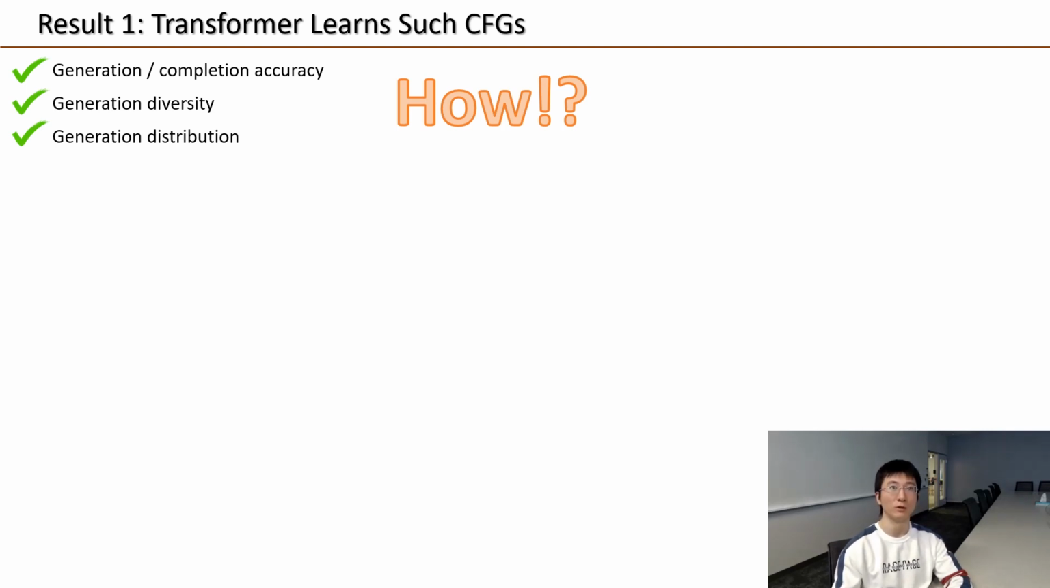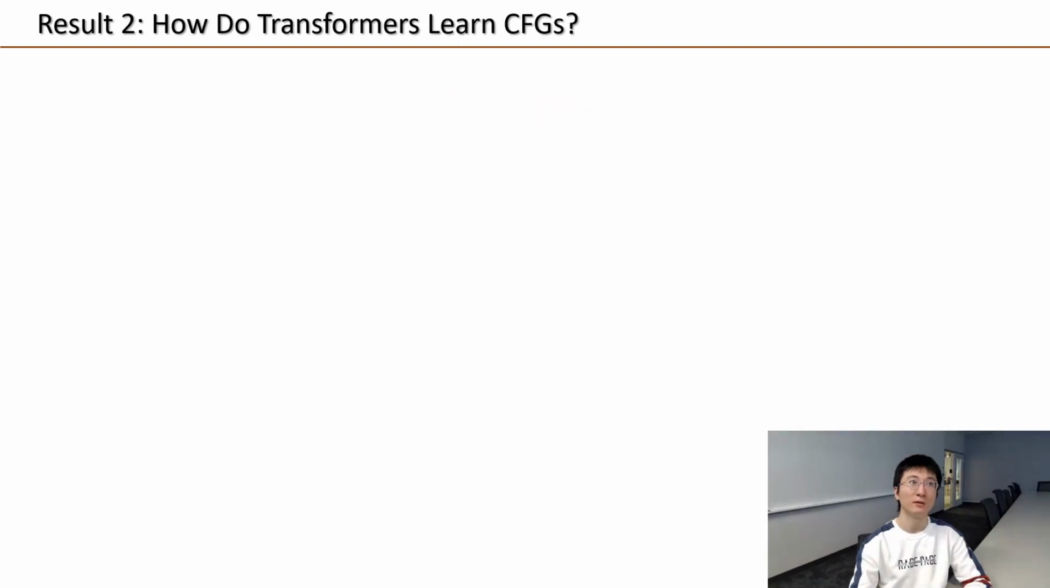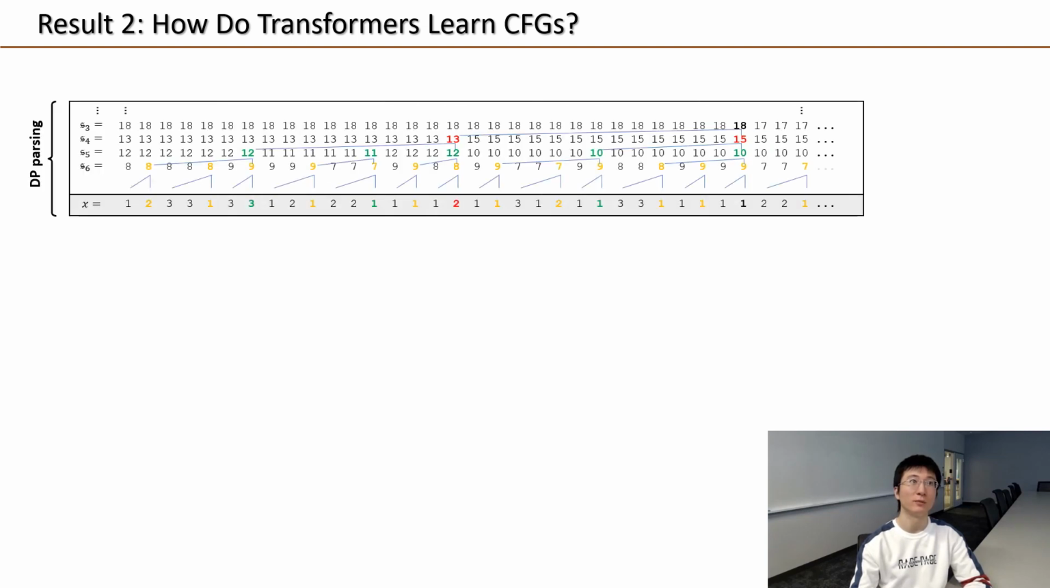So let's now really go to the how part of our paper. That is, how do transformers learn CFGs? To begin with, I need to introduce some notations. Suppose we have an input sentence X, and suppose you do dynamic programming, then you get the following global parsing tree.